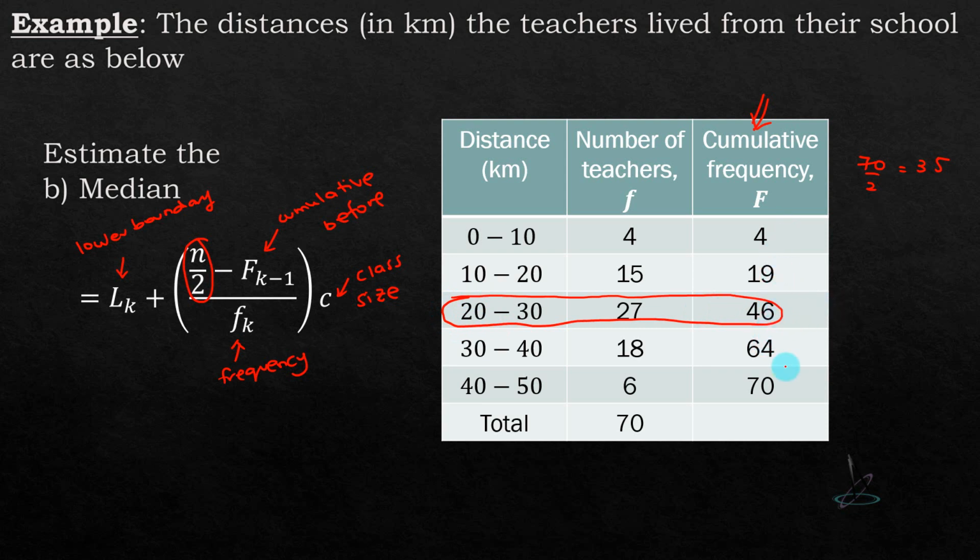Okay, so how do we read this cumulative? 4 means that the first data until the fourth data is here. This is the fifth data until the 19th data. The 20th data until the 46th is here. 47 until 64 is here. The 65th observation until the 70th is over here. So that is how we read the cumulative frequency.